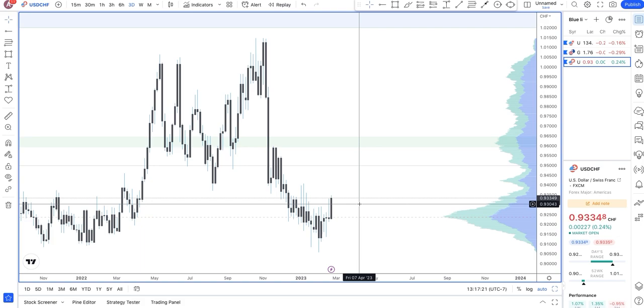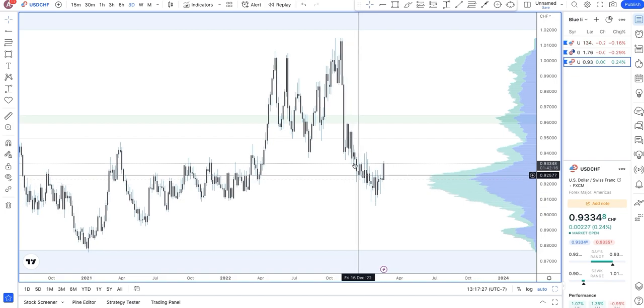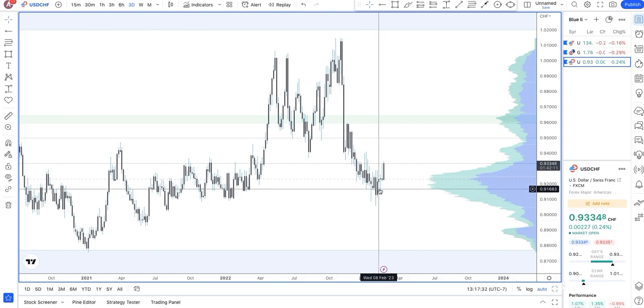So ultimately, I think, as I said, with a lot of the major pairs right now, we're seeing a correction. We're seeing the volume kind of taper off as the market's becoming saturated with sellers.